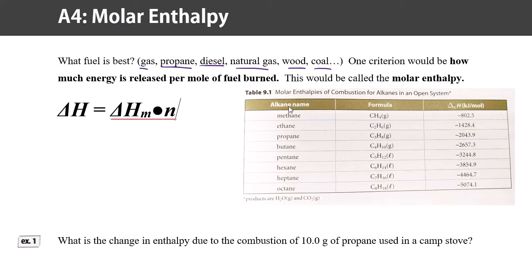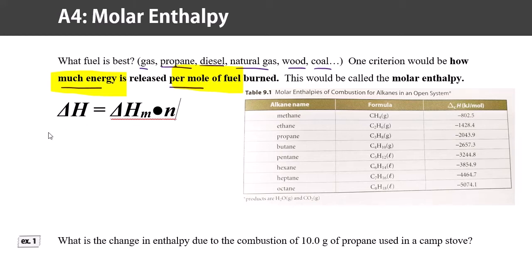There are lots of considerations when I'm deciding which of these is the best fuel for a certain situation. I would consider cost, I might consider weight, I might consider availability. I might also consider how much energy is released for every mole of fuel that I burn. Because if one of them releases a lot more energy per mole, well, then it's a more energy dense fuel, and that could be useful in certain situations. So to figure out how much energy is released per mole of something that reacts, like a fuel burning in a combustion reaction, I need to be able to calculate molar enthalpy.